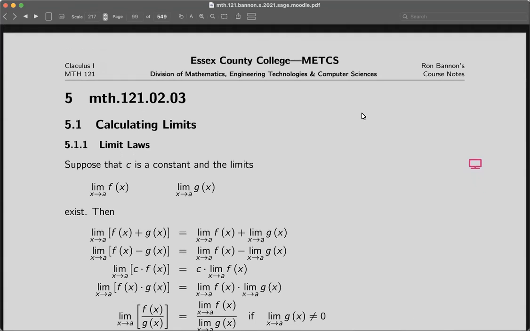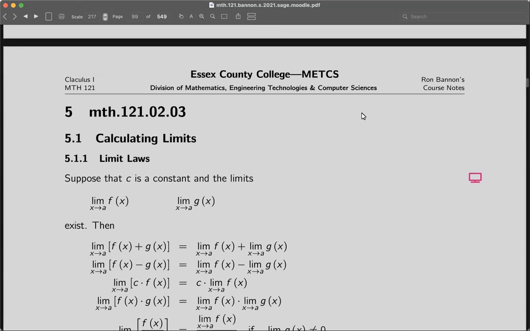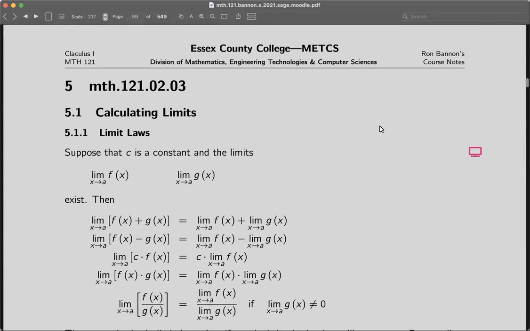Okay, we're in section 5, the notes. This is calculating limits. Hopefully you've paid attention during the prior lectures and examples and done the homework, and realized the way we're doing limits is going to require some more thinking. And some of the thinking is going to have to do with laws.